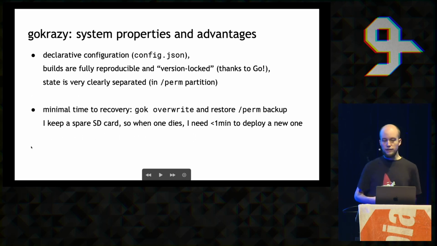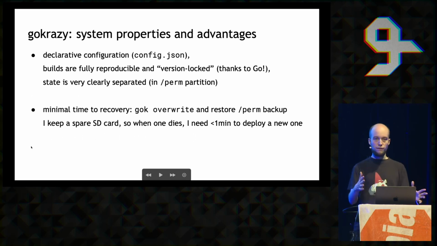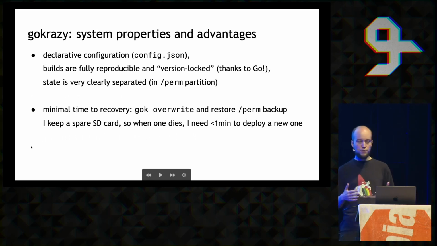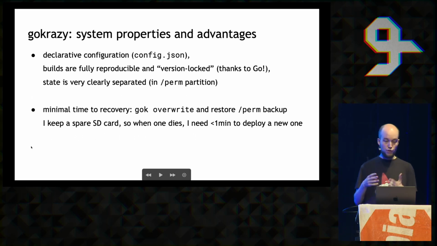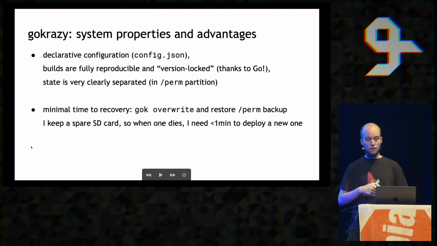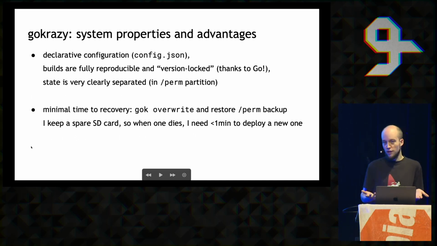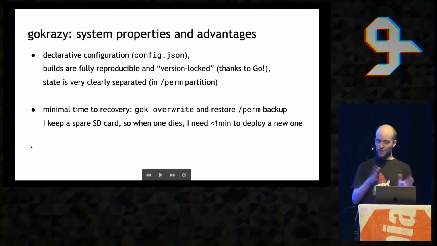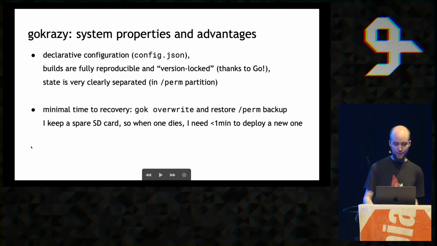And the state is very clearly separated. So in Gokrazy, everything is read-only, and everything that you don't want read-only, you need to put into a separate partition, into the /perm partition for permanent data. This model gives me minimal time to recovery. Whenever an SD card breaks, and I've had this like 2 times over the last 10 years, I can just take out the SD card, grab my spare SD card from the drawer, use gok override with that config, and then restore the /perm backup. And I need less than a minute to do this. So whenever I notice that something isn't quite working right, I can just be like, okay, if in doubt, SD card goes out, new one comes in, redeploy, right?